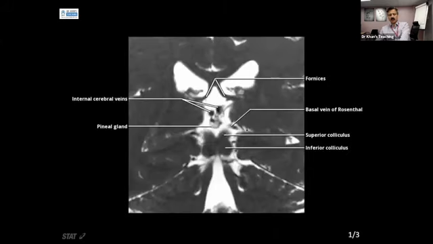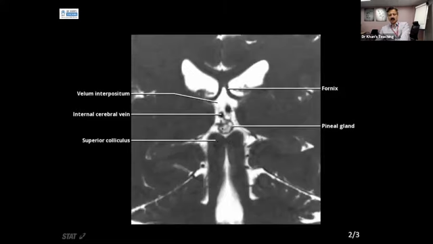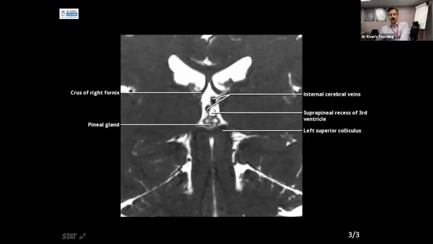Now I am showing you a coronal sequence. So change your brain to a coronal, and you can see that this is the internal cerebral vein, and this is the pineal gland. So this is the superior colliculus, and this is the inferior colliculus. And now the pineal gland is visible, and we are passing through the superior colliculus. These are the internal cerebral veins.